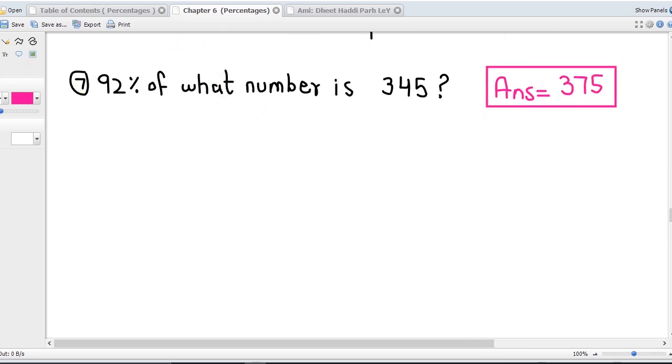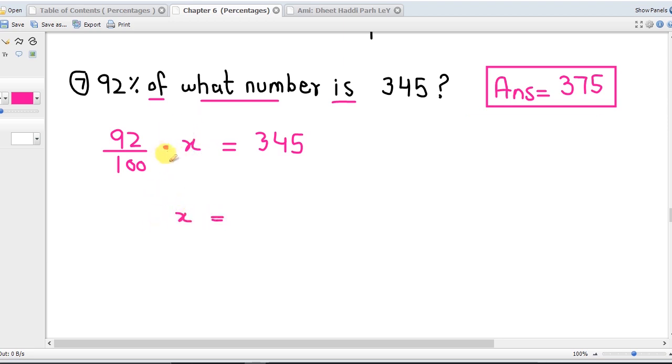Okay, next, moving on to question number 7. So 92% of what number is 345? So this is 92. Per means divide, cent means 100, of means times. What number? This is the unknown value that we have to find out, so simply write x. Or in order to not get confused between these two signs, we can also simply put a dot. Dot also means multiplication. And what number? So this is x. Is means is equal to sign, and the number after that we are having is 345.